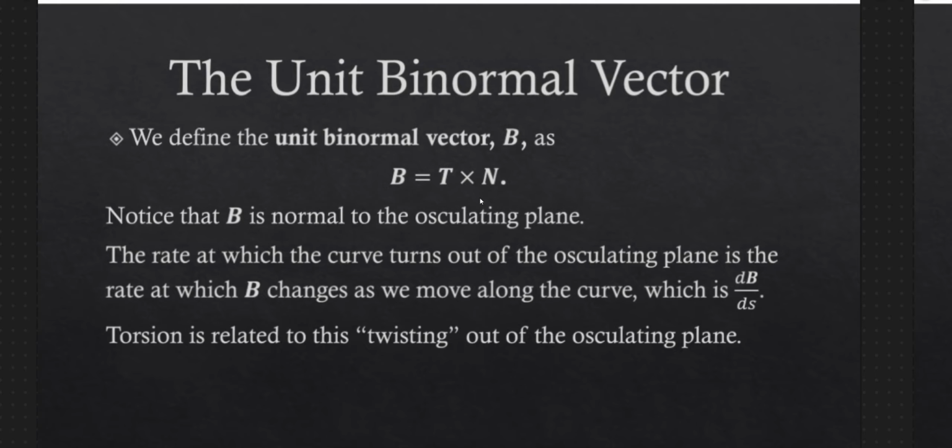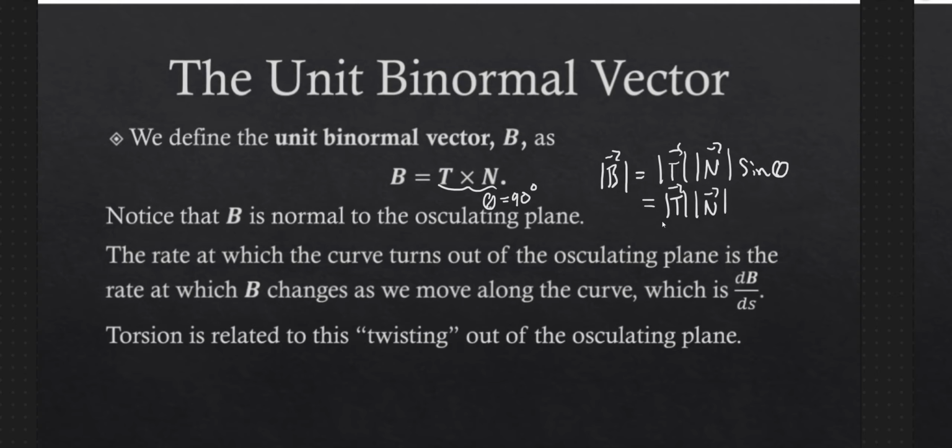Again, like I said, because T and N are both unit vectors, B will also be a unit vector, right? Magnitude of B is magnitude of T times magnitude of N times sine of the angle between them. Remember that definition. And the angle between these two, T and N, are orthogonal to each other, so that's 90 degrees. So theta between these two is 90 degrees, and so sine of that is 1, and so I just get T times N, and like I said, because they're both unit vectors, we just get 1. So B is also a unit vector.